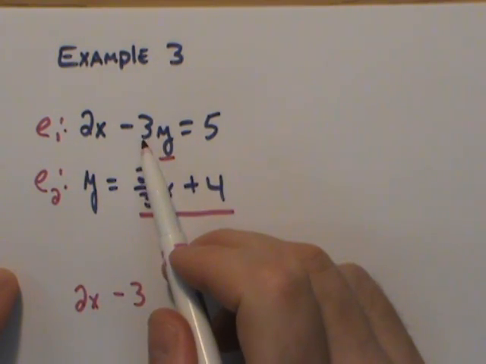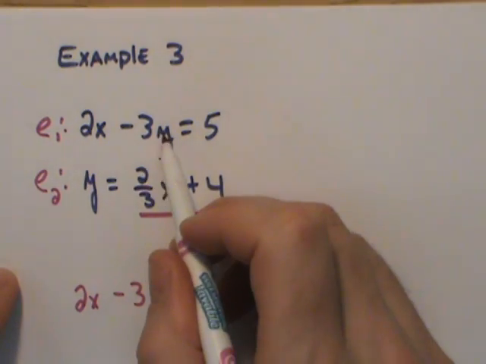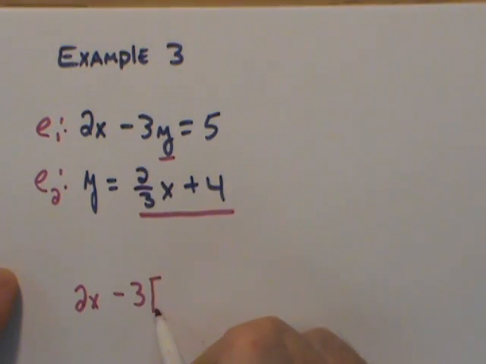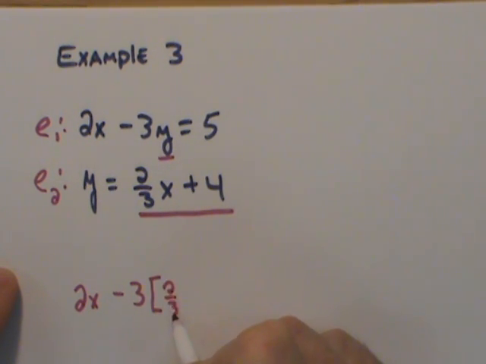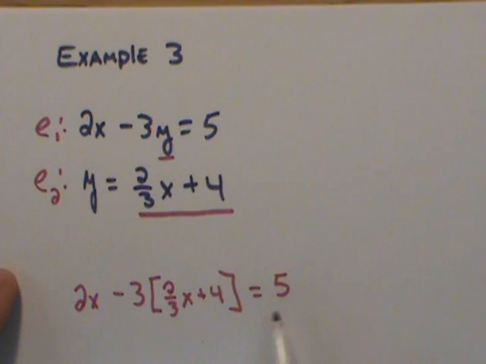Notice that that coefficient didn't go anywhere. All I'm doing is replacing the y. And so that's why I like to use the bracket here and put the rule inside of it. 2/3 x plus 4 equals 5. I've effectively created an equation that just has one variable in it, and now I want to solve that.